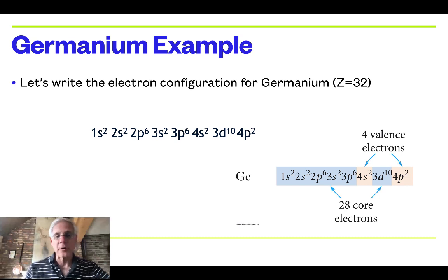Now, if we want to know what the core electrons and the valence electrons are, notice that my highest n value here is 4. I've got 2 electrons in the 4s and 2 electrons in the 4p. Those are my valence electrons. Even though the 3d came after the 4s, once it began filling with electrons, its energy drops and it goes below the 4s and the 4p. So only the 2 electrons in the 4s and the 2 electrons in the 4p are considered valence electrons. And so germanium has 4 valence electrons.